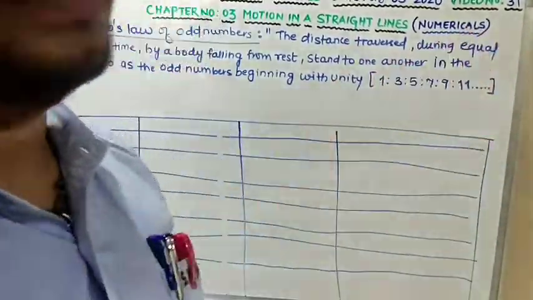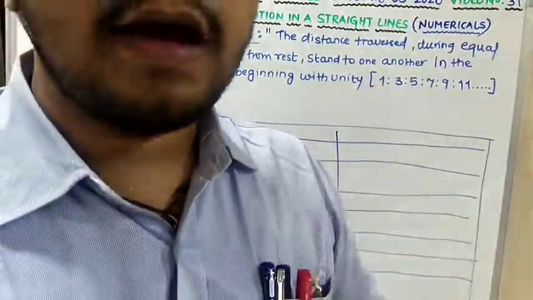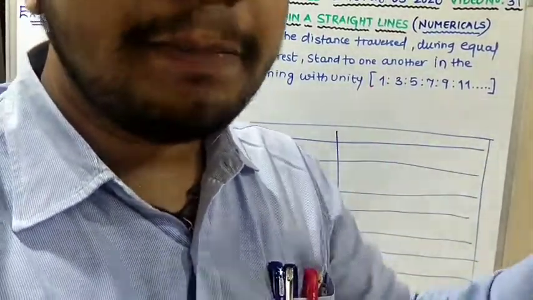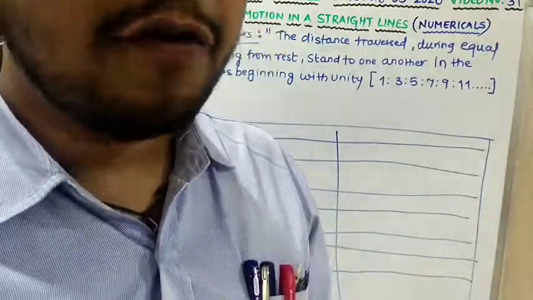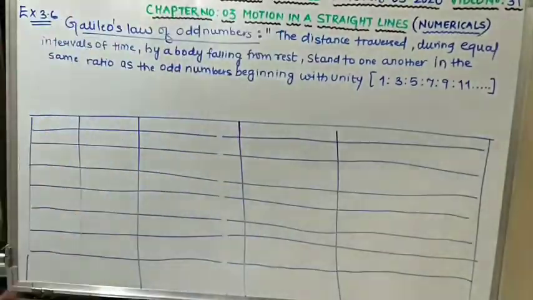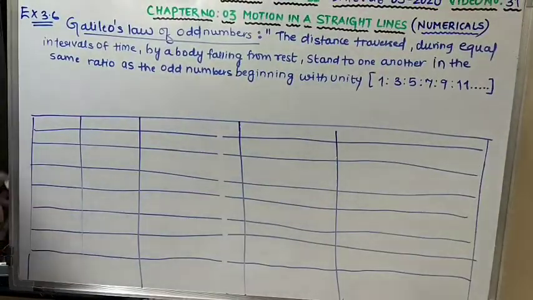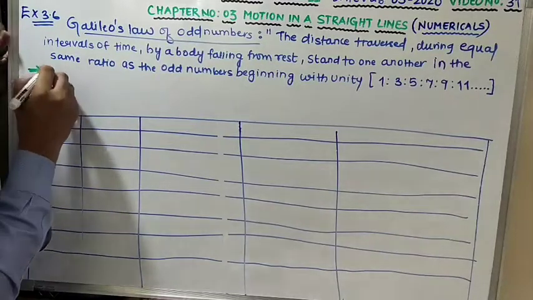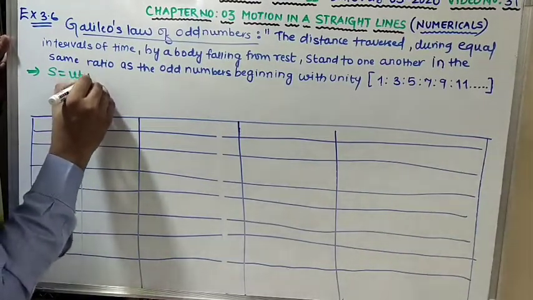That we need to prove over here for Galileo: the distance traversed in successive time intervals is found to be in the ratio of odd multiples beginning from unity, that is 1:3:5:7:9:11. Now, we know the equation: y is equal to s is equal to ut plus half at square.